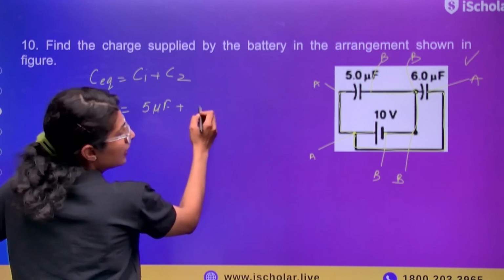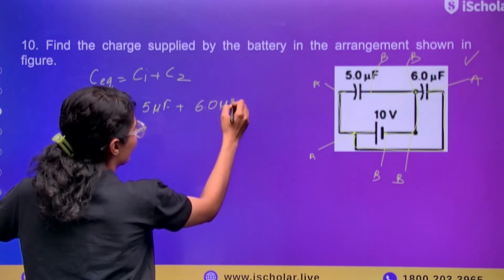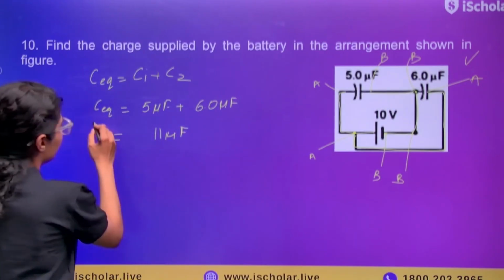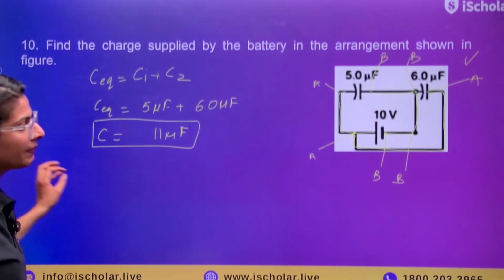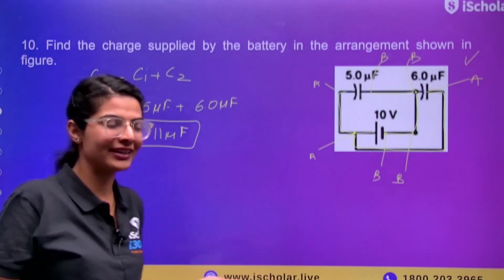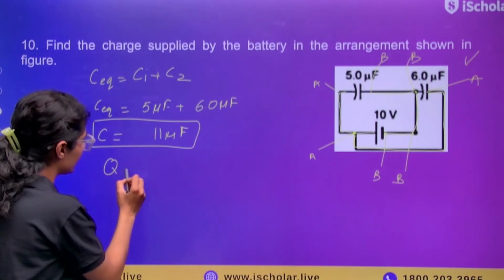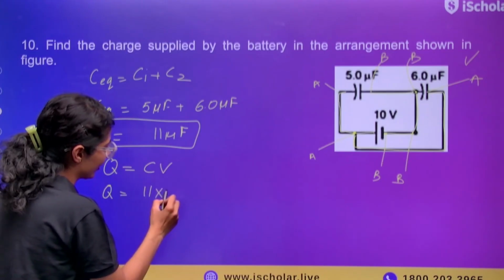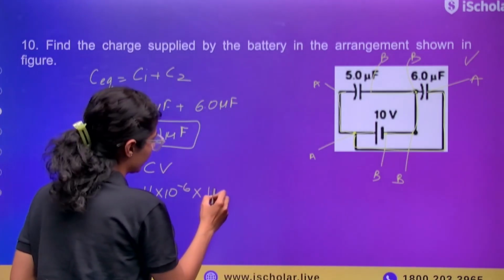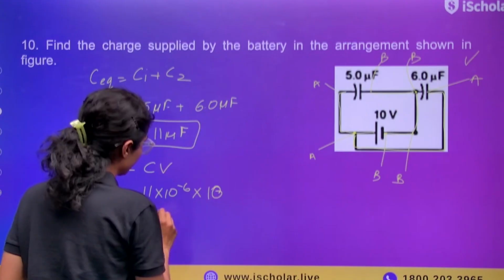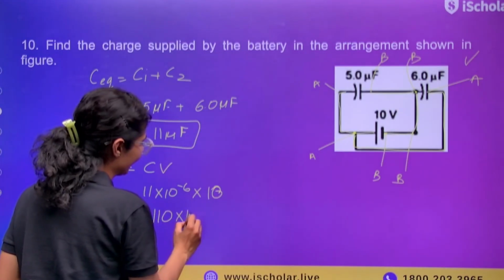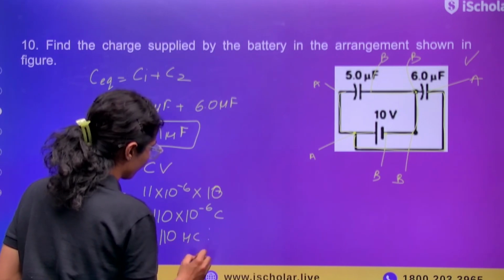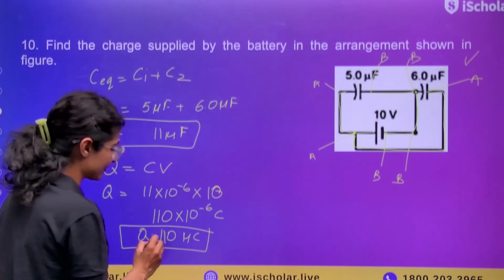plus 6 microfarad, and the value would be 11 microfarad. The total capacitance will be given as this. You have to calculate the charge, which will be given as Q equals CV. The charge will be given as 11 microfarad into the potential, which is 10. The value which will be got is 110 into 10 to the power minus 6 coulomb. 110 microcoulomb is the value for the first.